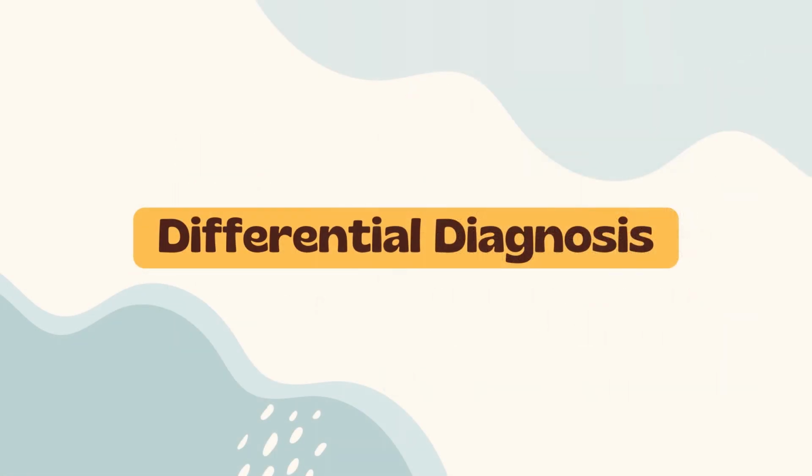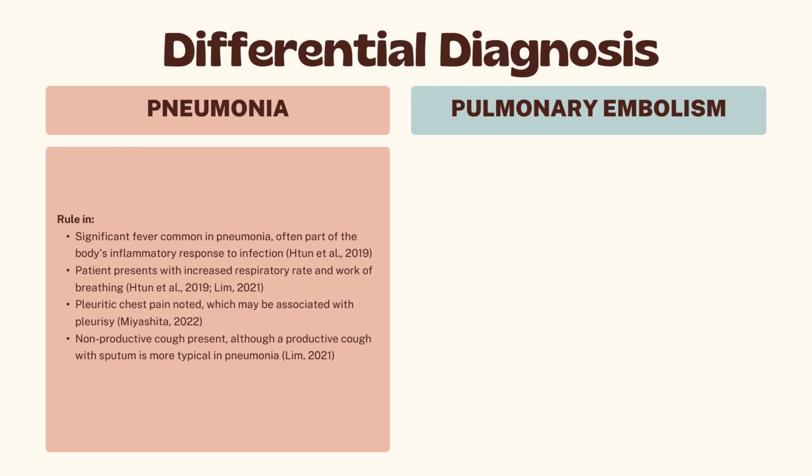Given the patient's clinical presentation, the differential diagnosis of pneumonia and pulmonary embolism must be carefully evaluated. The patient's fever, whilst a clinical feature of pericarditis, also commonly presents in cases of pneumonia as a part of the body's inflammatory response. The patient presents with typical signs of pneumonia, including an increased respiratory rate and work of breathing, pleuritic chest pain that can be associated with pleurisy, and whilst less common, a non-productive cough.